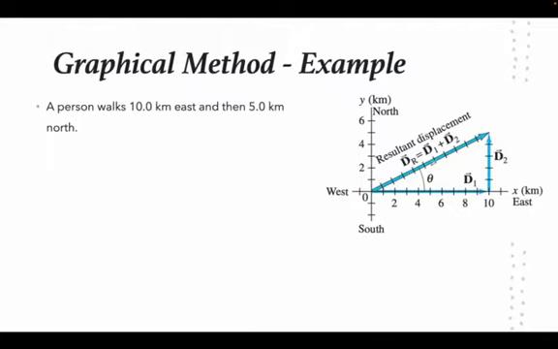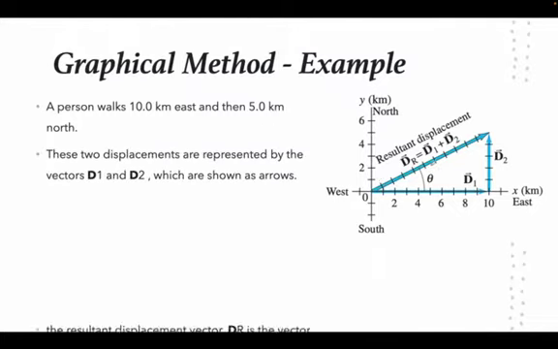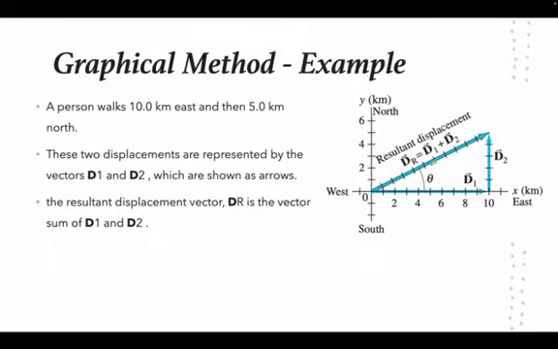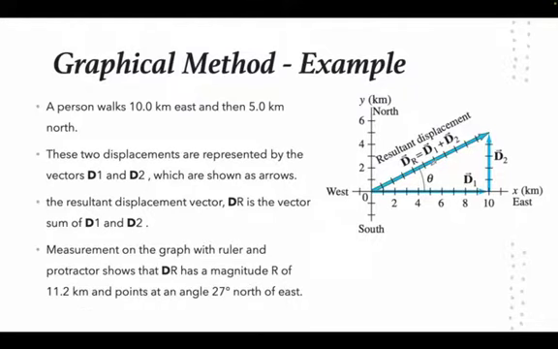So here, okay, our two displacement vectors are represented by the vectors d1 and d2, and the resultant vector would be dr. Okay. So when I take my ruler and I measure this resultant vector, I get an answer of 11.2 kilometers. And when I use my protractor, I get an angle of 27 degrees north of east, okay, or positive 27 degrees.